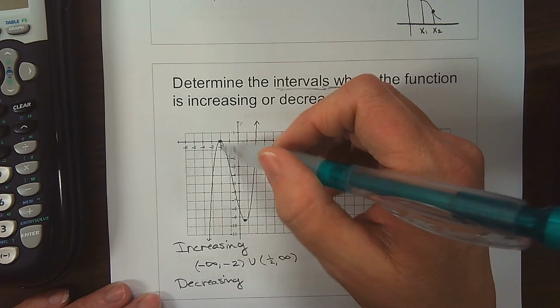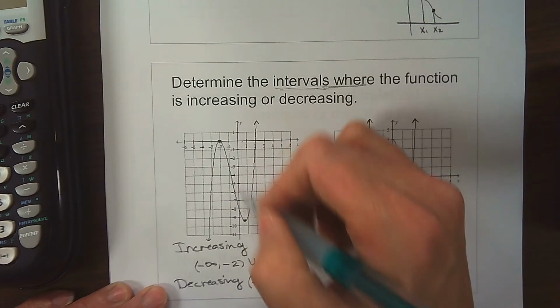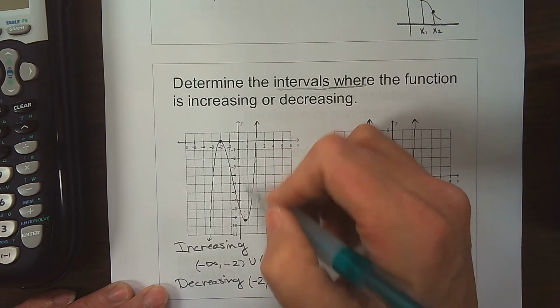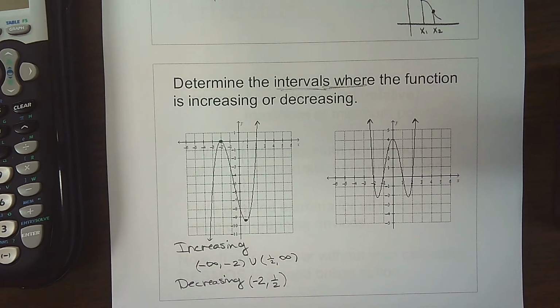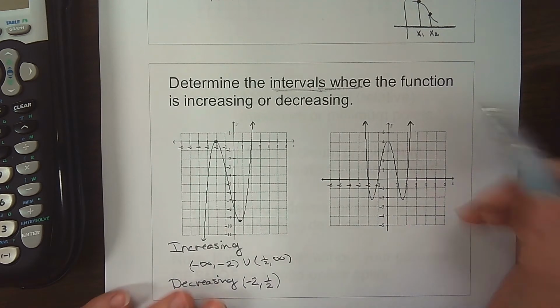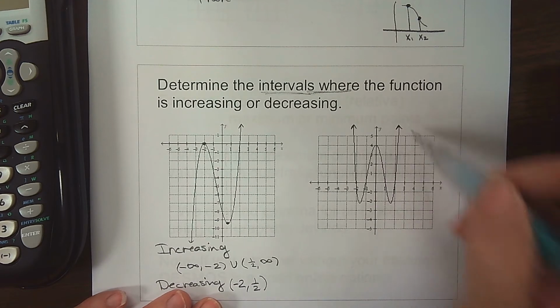Okay, so from -2 until, what was this point again? We said that it was approximately a half. So in that interval, it would be decreasing. And it's that simple. Okay, in the next piece here, we see more turns sort of happening, change in direction, right?